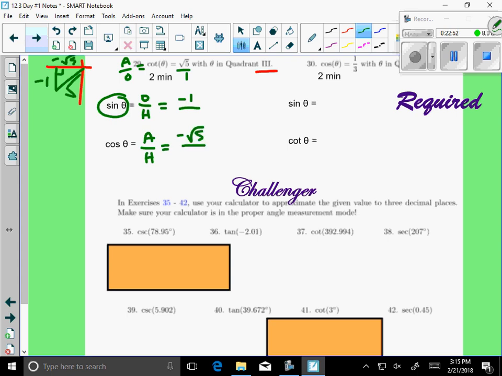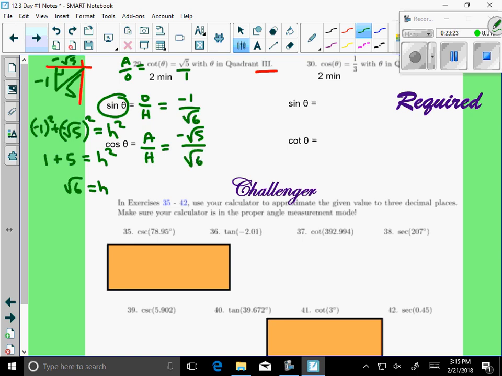And you can be guaranteed here that your sine and cosine will be negative because the hypotenuse is always positive. So if I took negative 1 and I squared it, and then I took negative square root of 5, and I squared it, and I set that equal to h squared, I'd get negative 1 squared, which is 1, and I'd get negative root 5 squared, which is 5, and I'd get then that h equals the square root of 6. So it looks like I get that.